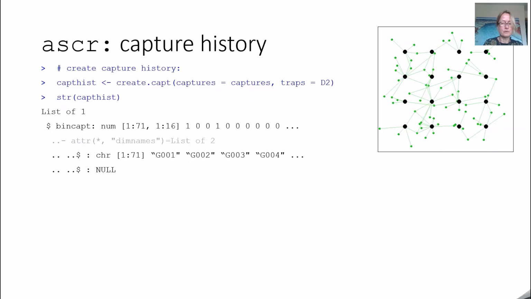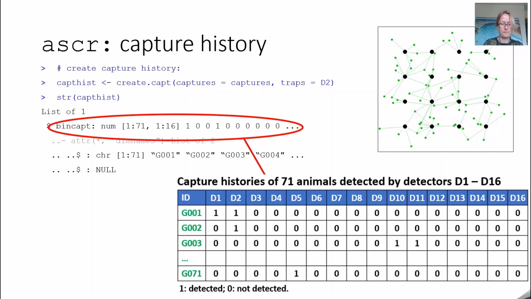So we're going to use the function create.capt for these purposes, which requires 2 objects as inputs: the captures data and the object containing the spatial information on the traps, called D2. And when we look at the object that this function created, we can see that it contains the object bin capt, which is equivalent to our capture history from before, with the 71 animals as the records and 16 detectors as the columns, and ones and zeros representing whether the detector detected the animal or not.